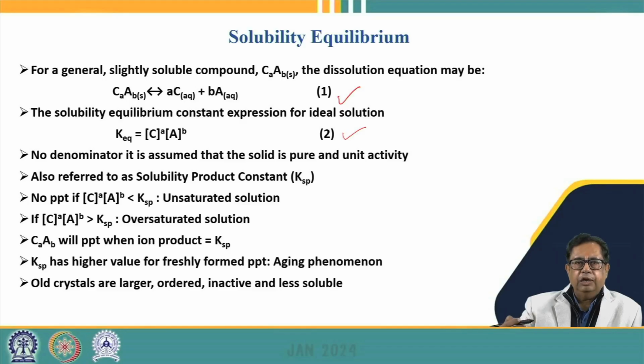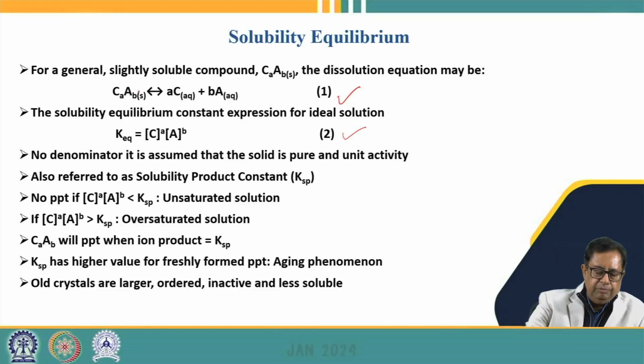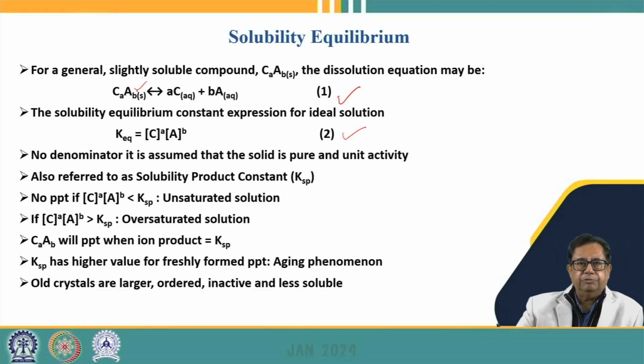And here we have not taken any denominator because the denominator represents the solid form, that is here CaAb. It represents the solid or the precipitated form, and a solid is pure and basically represents unit activity. So that's why it is taken to be 1, and that's why the equilibrium constant here is taken to be C raised to power a and A raised to power b. This equilibrium constant can also be referred to as the solubility product constant, and we generally use the term KSP for it.